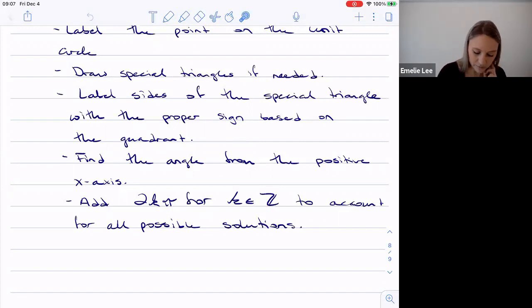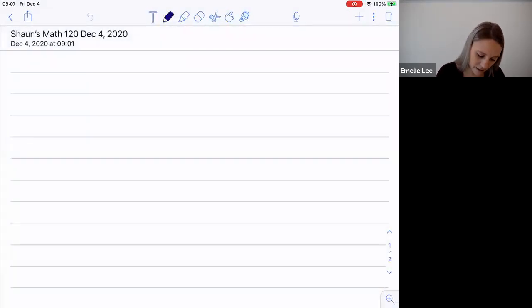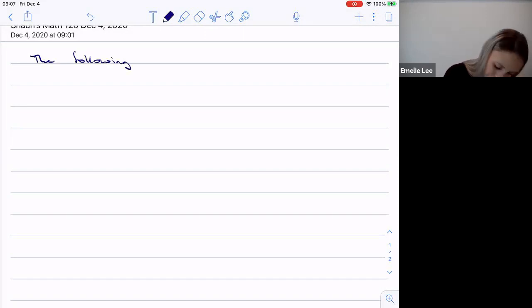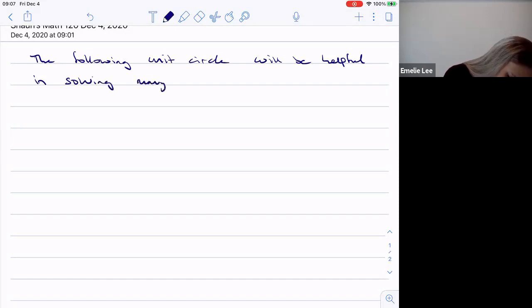Okay, so today, first things first, the following unit circle will be helpful in solving many trig problems. Oops. This doesn't really say many, does it?